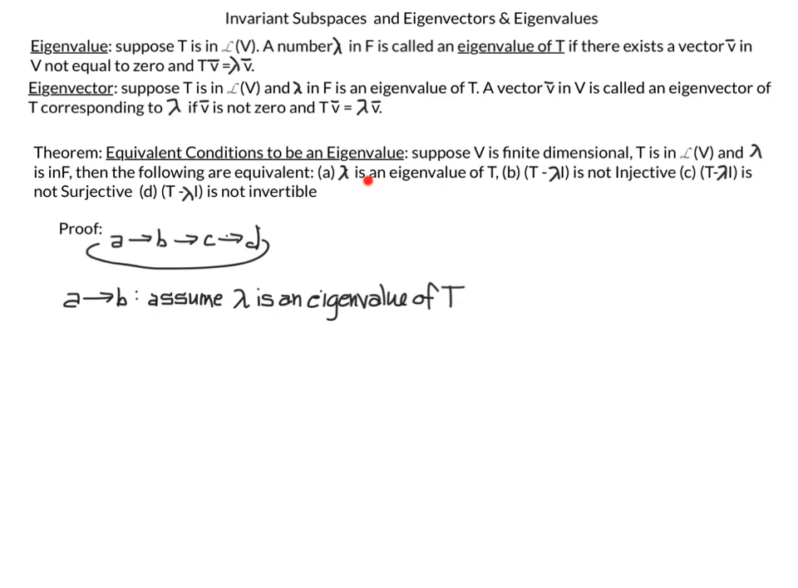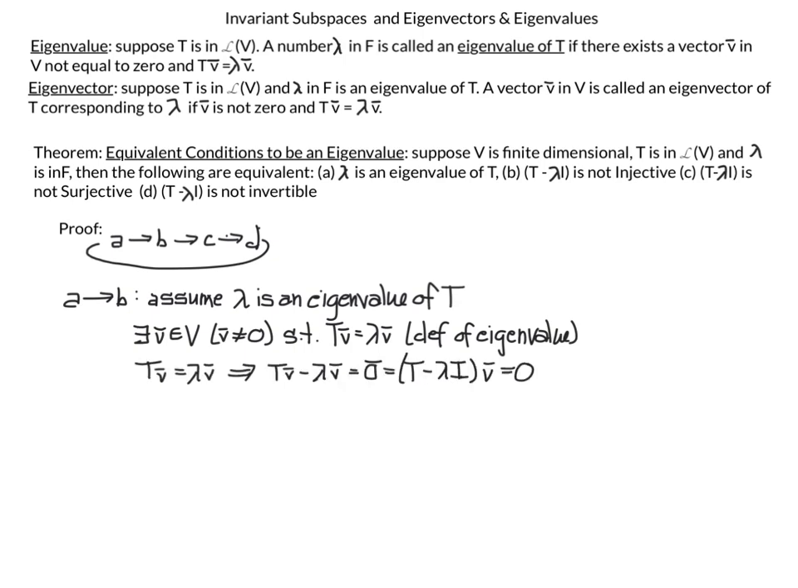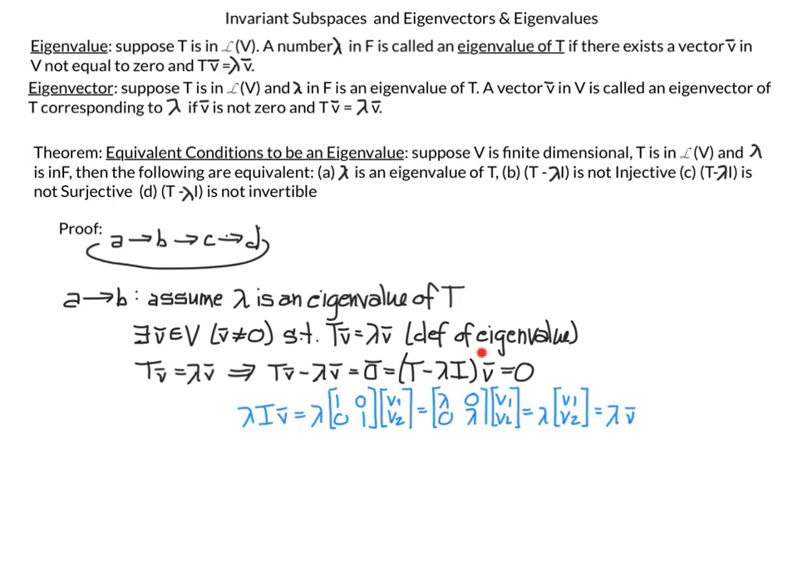That is, we're going to start by assuming lambda is an eigenvalue of T. We want to prove statement B now. By the definition of eigenvalue, this statement that lambda is an eigenvalue of T implies there exists a vector v in our vector space that's not equal to 0, such that Tv is equal to lambda v. We can then subtract lambda v from both sides of the equation. Then to factor out the v, we have to multiply our lambda times I, and we get (T minus lambda I) v equals 0.